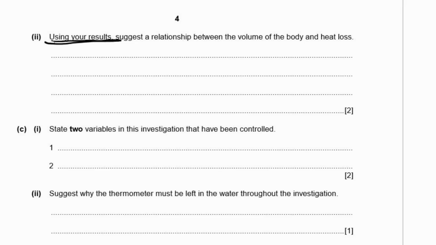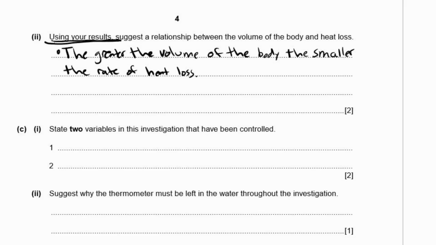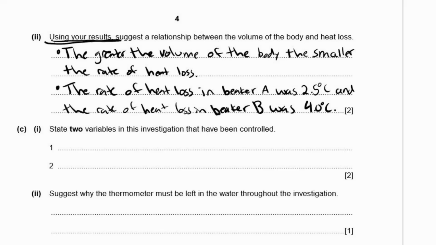Okay, so we can say that the greater the volume of the body, the smaller the rate of heat loss, or you can say it the other way around. Now we have 2 points for this, and it says using your results, so just quote some data. So you only have 2 bits of data you can use. So you can say the rate of heat loss in beaker A was 2.5 degrees Celsius and the rate of heat loss in beaker B was 4.0 degrees Celsius. Remember, put in the units and you should be fine.